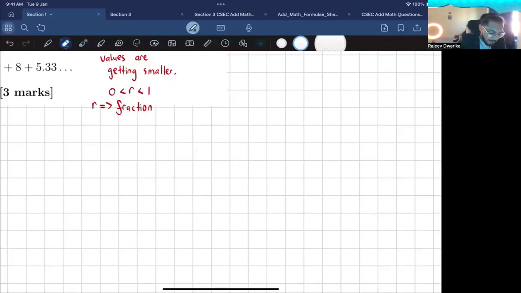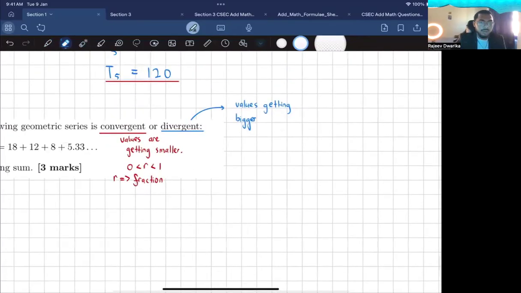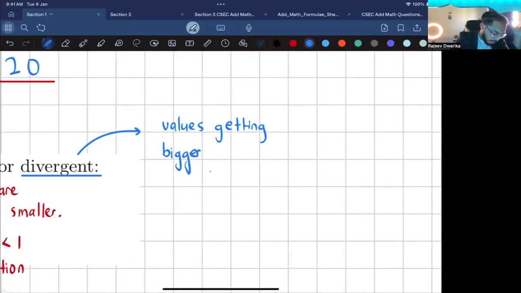So generally speaking, anytime we're dealing with a series and it's convergent, the common ratio is going to be a fraction. If it's diverging, then the common ratio will be more than 1. Give me a second, guys.